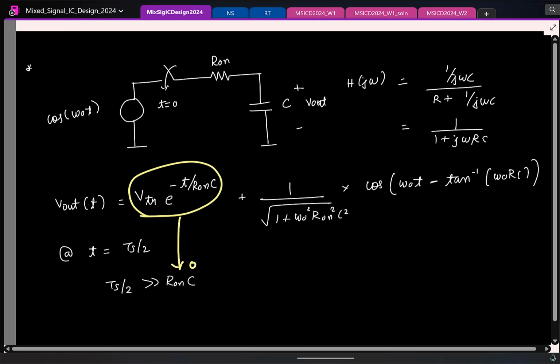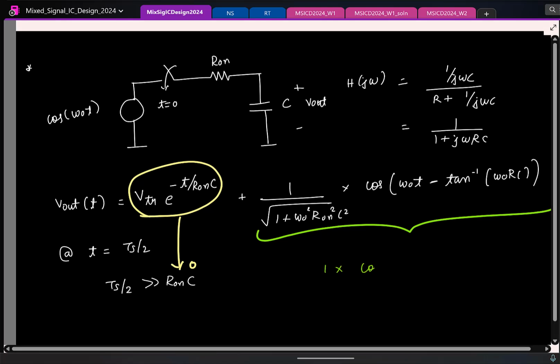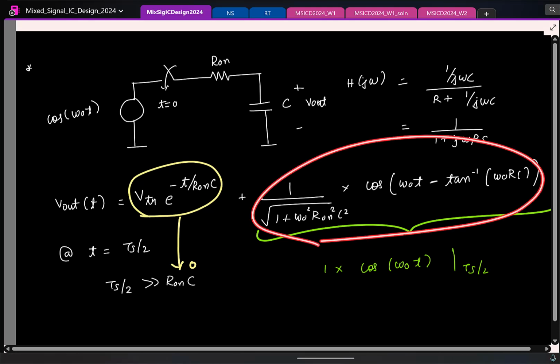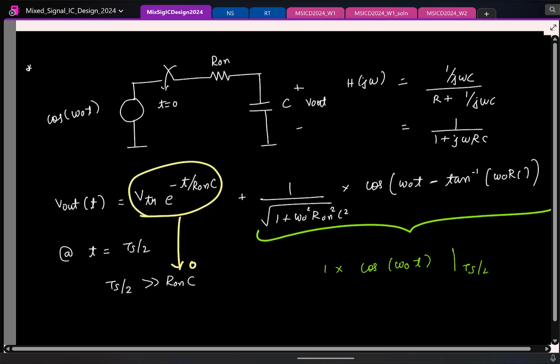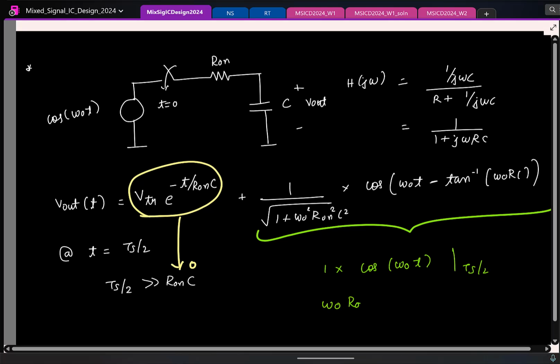But we also have this other term. Ideally, what do I want this green term to be? You just want the amplitude to be 1 and cos omega naught t at Ts by 2. This is what you want. So how should I choose? Omega naught R on C should be less than 1. So I ensure that the phase is approximately 0 and the magnitude is approximately 1.